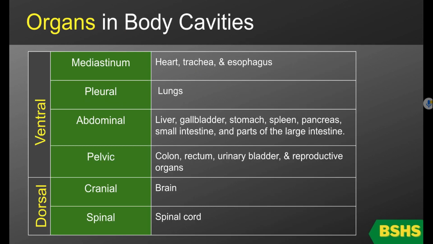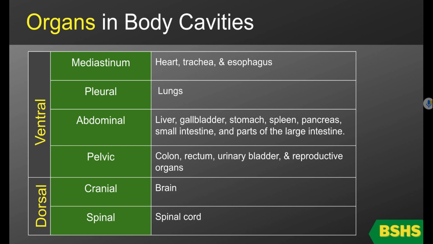Before wrapping up this video, I want to identify some of the major organs in each body cavity. So I've put together this little chart for you. In the mediastinum, which was the center of the thoracic cavity, you have the heart, trachea, and esophagus. Then remember, you have the right and left pleural cavities. In those, you have the lungs.